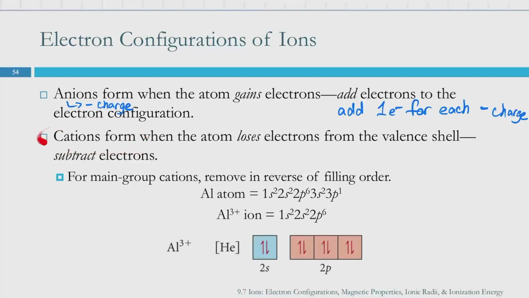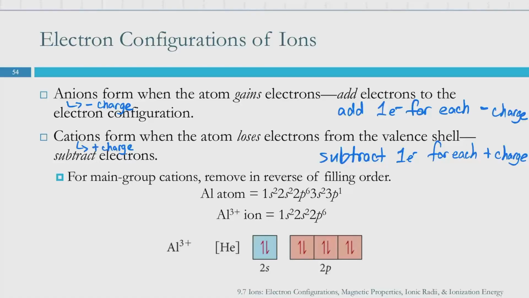Cations form when the atom loses electrons, because cations have positive charge. So we're going to subtract 1 electron for each positive charge when we're doing the electron configurations.